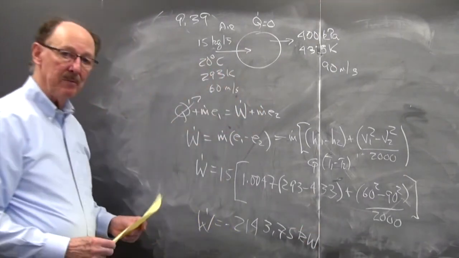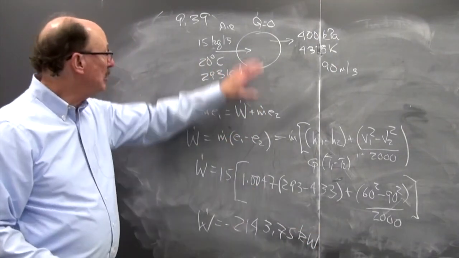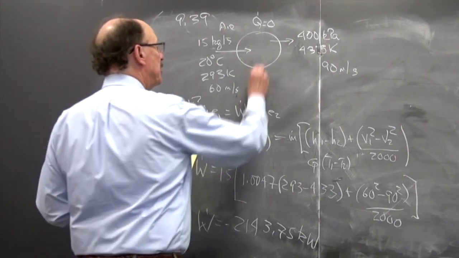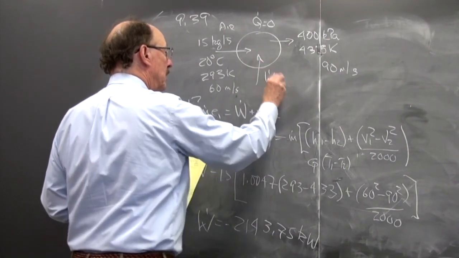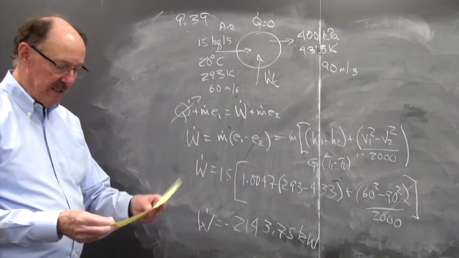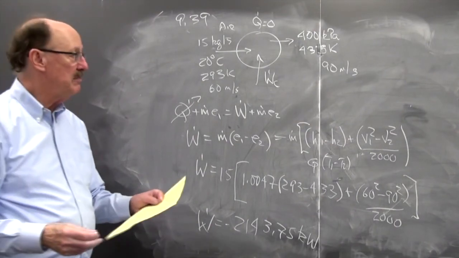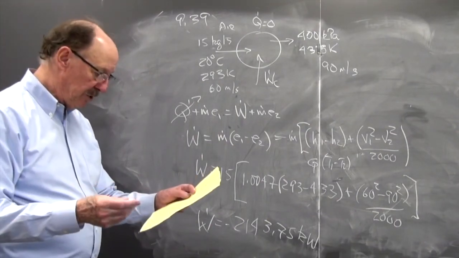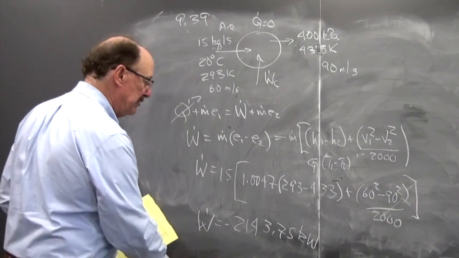So it's a lot of power. Anyway, this gives us the compressor power. This is the power that's going in to make this work. And now what we're interested in doing is finding the change of the availability of the air as it goes through it and calculating the second law efficiency from that.